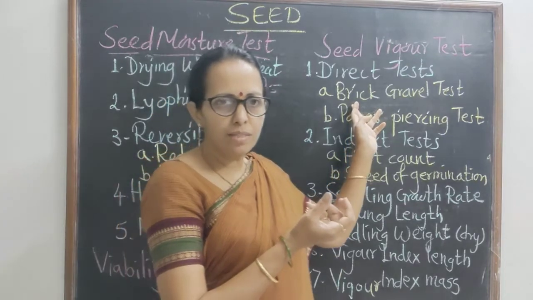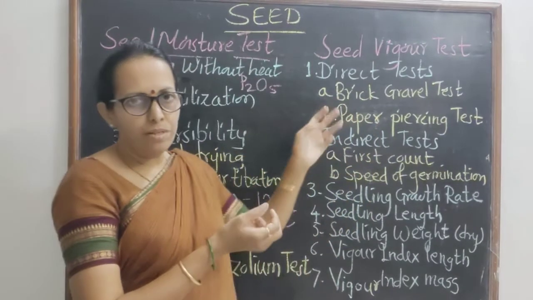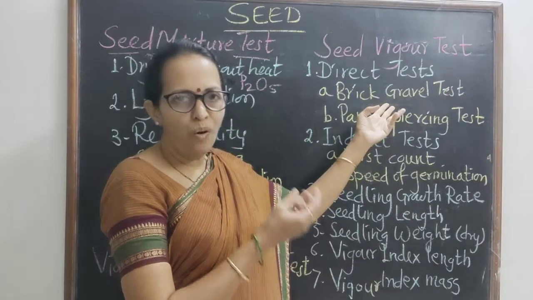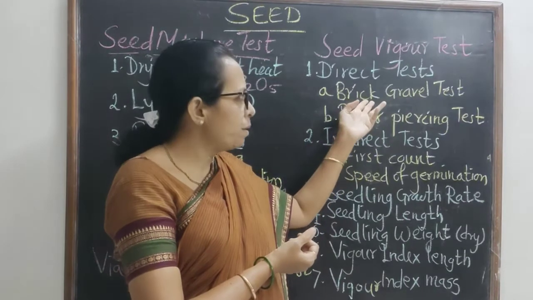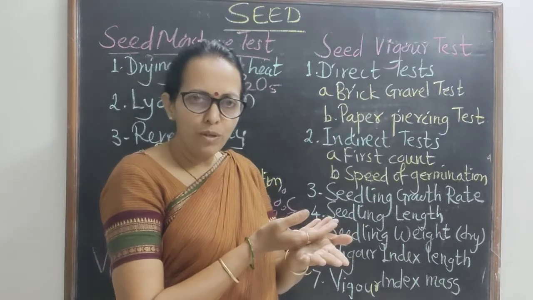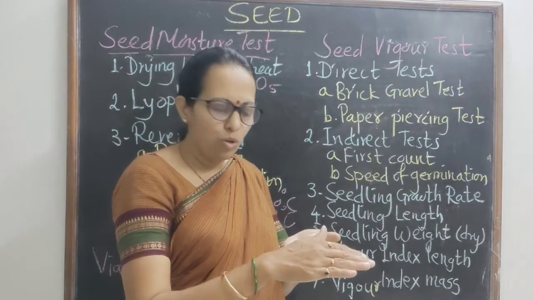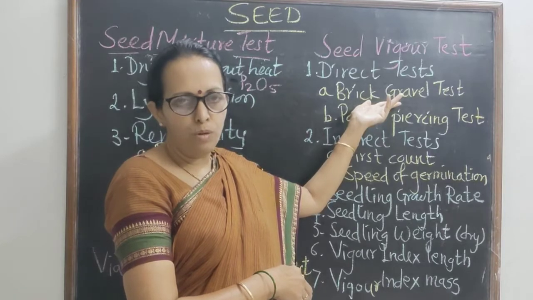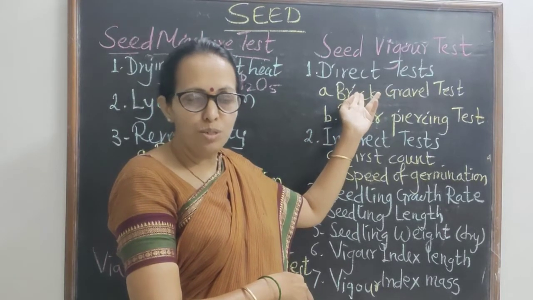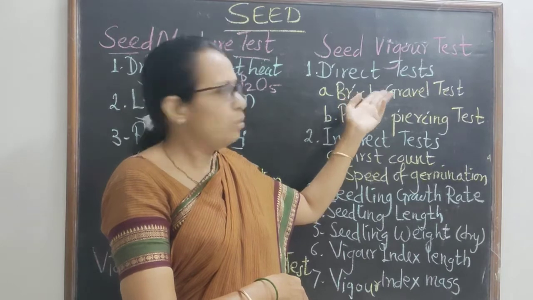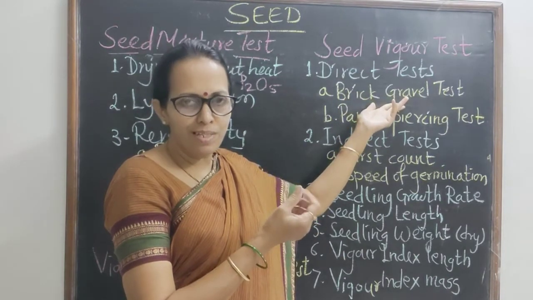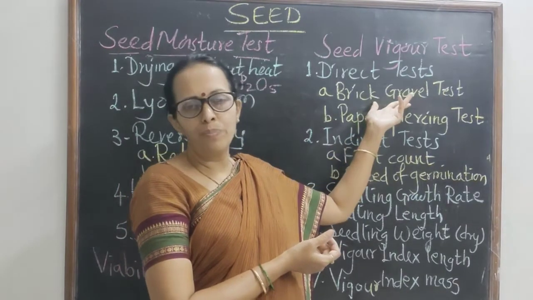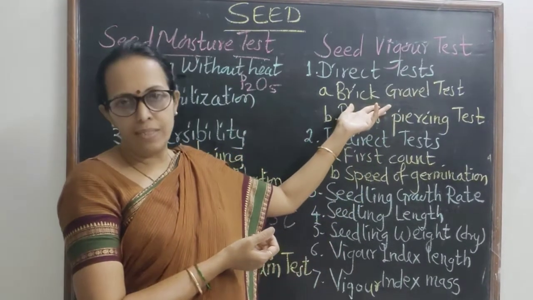Brick is ground, that is, brick pieces are made into gravel, a coarse material from brick, and on that you are going to germinate the seeds. You are going to cover the seeds with gravel. Normal bricks, which are used as building materials, are made into gravel, coarse sand-like particles, and in that you are going to germinate the seeds.